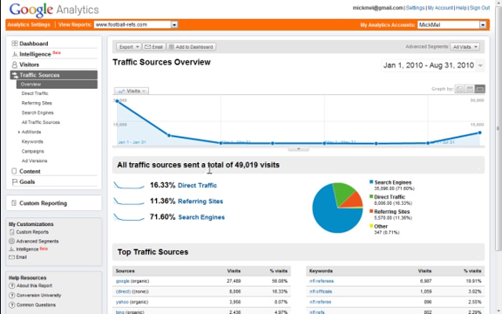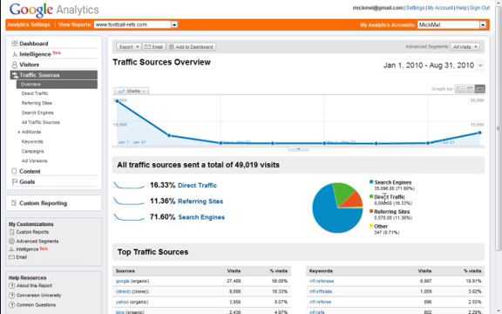This tells you how people found your site, which, of course, you want more people to find your site, so knowing how they got there initially is very important. In the case of this site, we get a lot from the search engines. 71% from search engines.